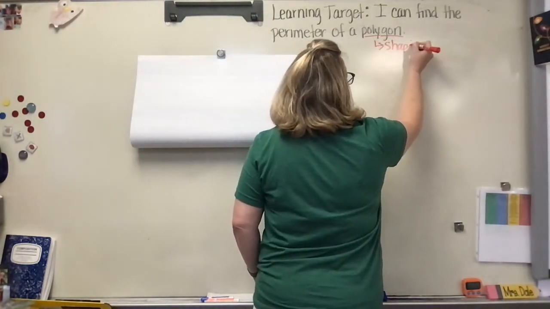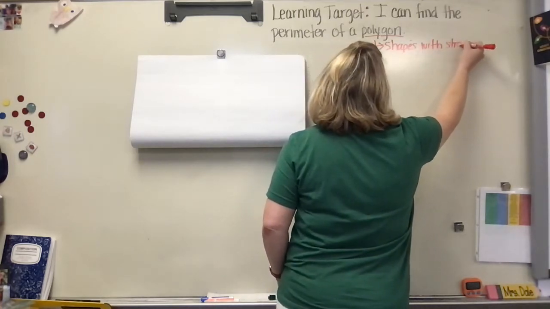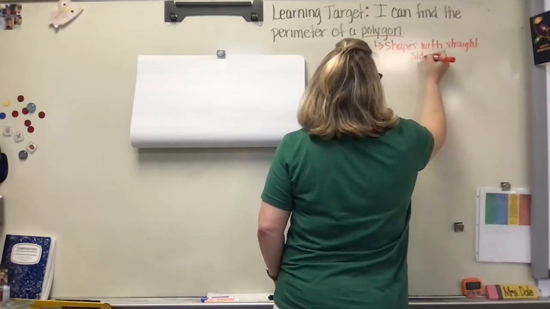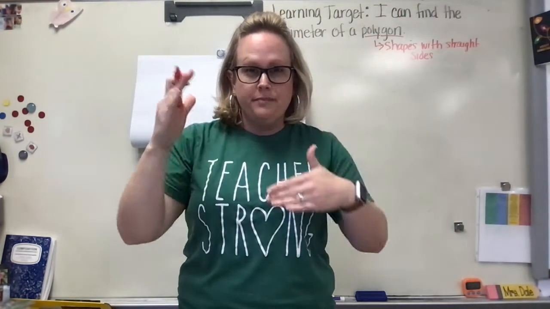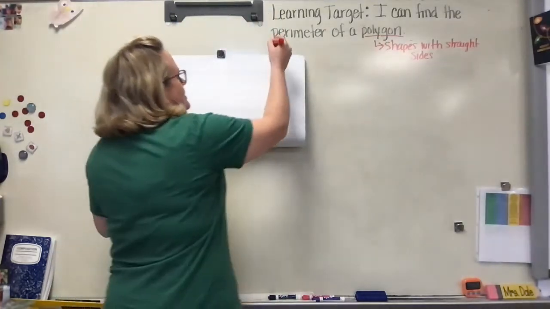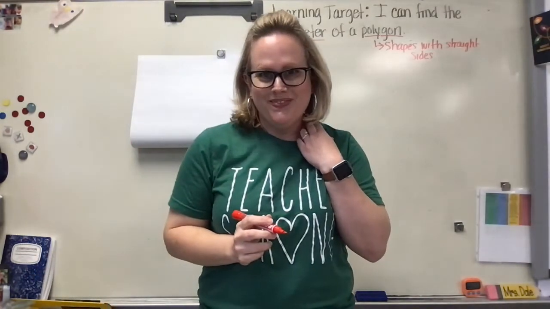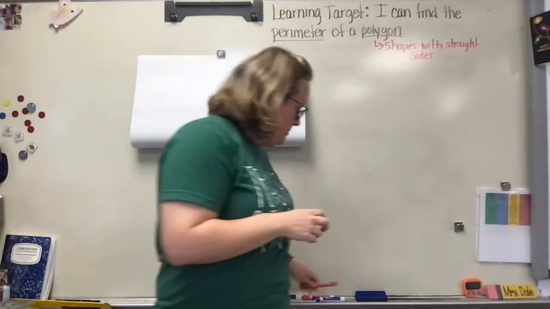That's all it is. Shapes with straight sides. That's what we're going to focus on today. One shape that has sides that are straight. And some examples are, like I mentioned, triangle, rectangle, hexagon, all of those that you probably have heard of before. So that leaves us with this word right here, perimeter.